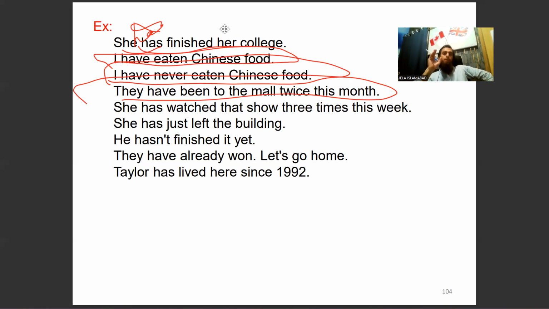The word "been" here is representing a verb, and it shows the time period, like how many times they have been to the mall, like twice. Because of "twice" here, we use "been".